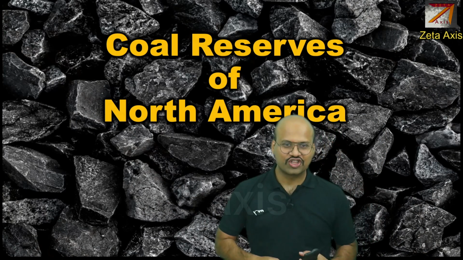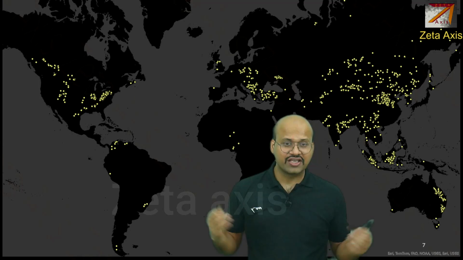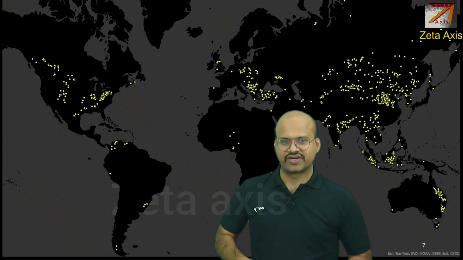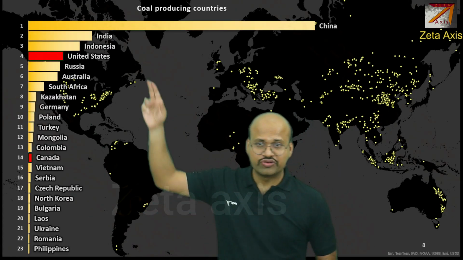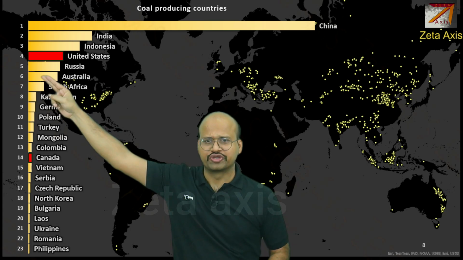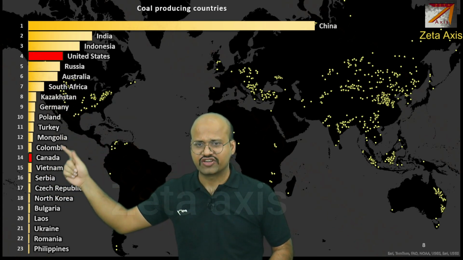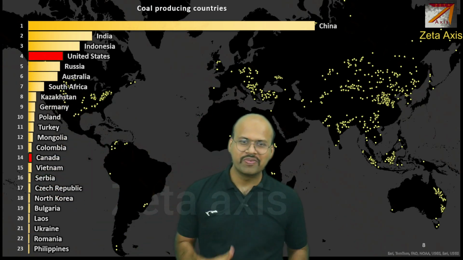Now let's start with the coal reserves of North America, and here we can see the coal reserves across the world. We can see that North America has some significant deposits of coal, but it is lesser compared to other parts of the world. And that is why the United States is at the 4th position and Canada is at the 14th position among the global coal producing countries.